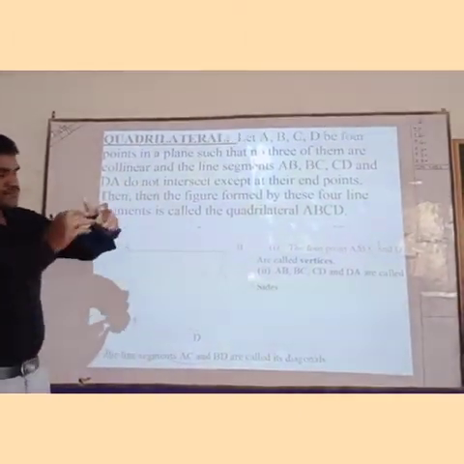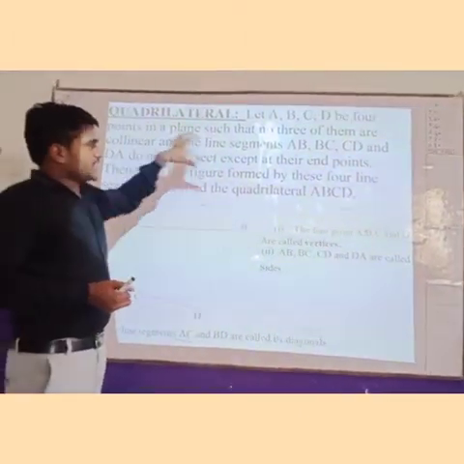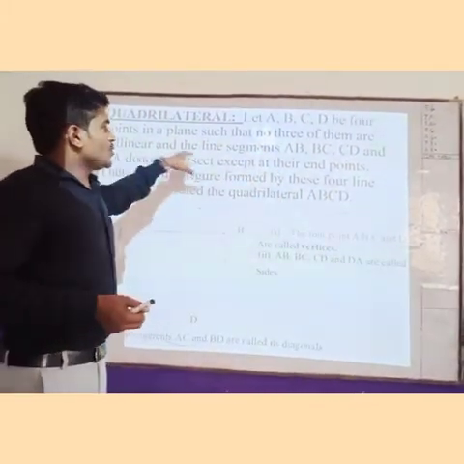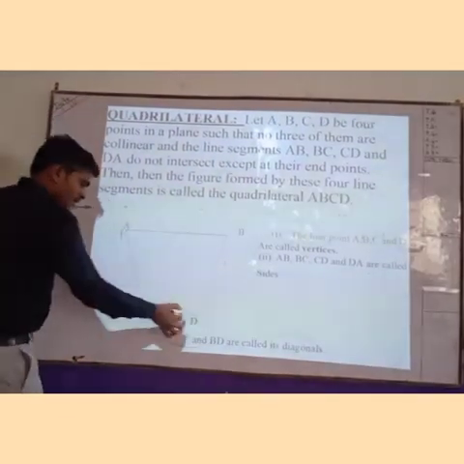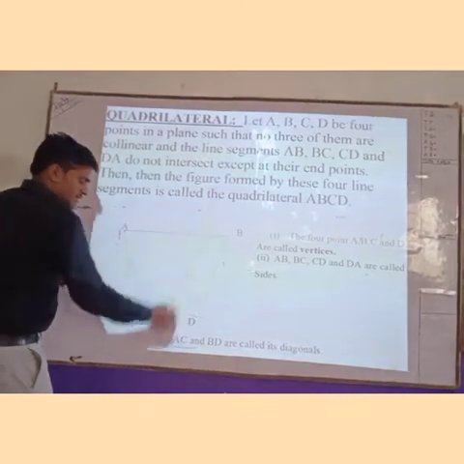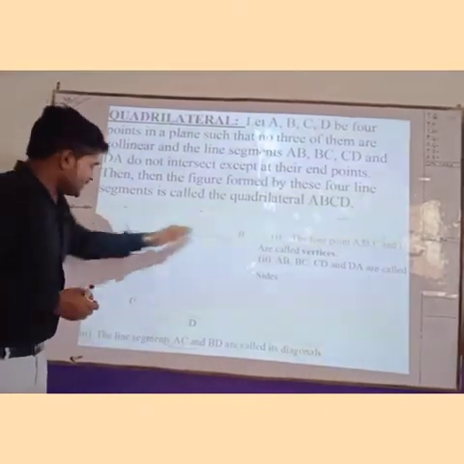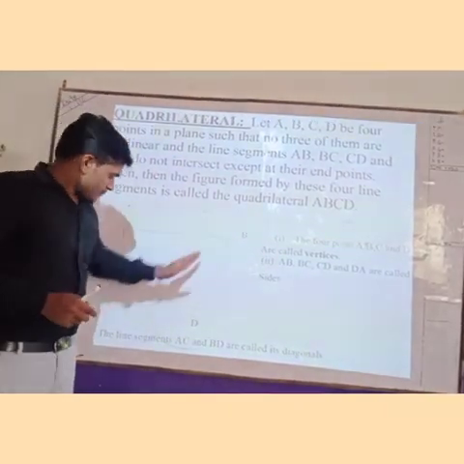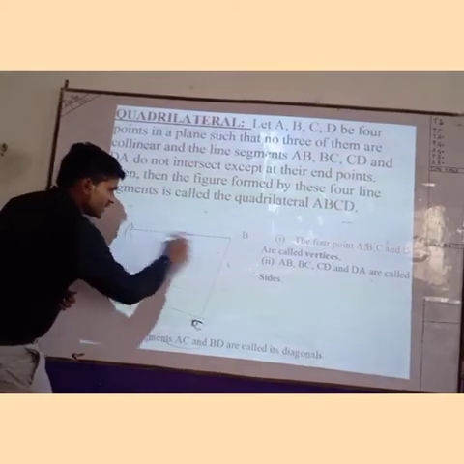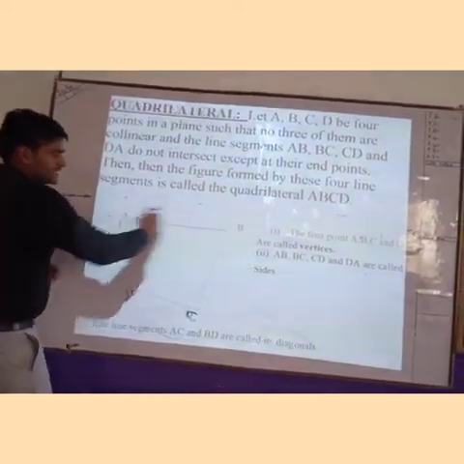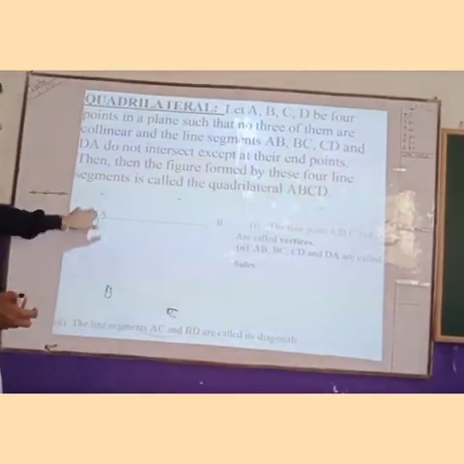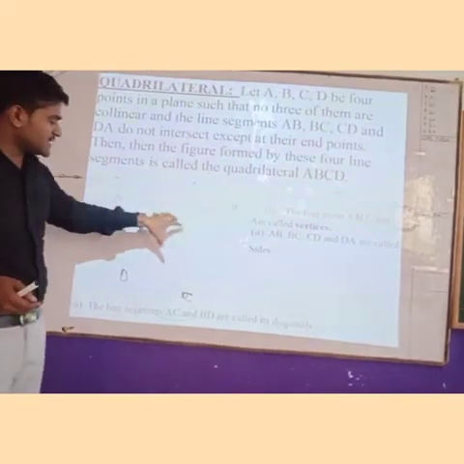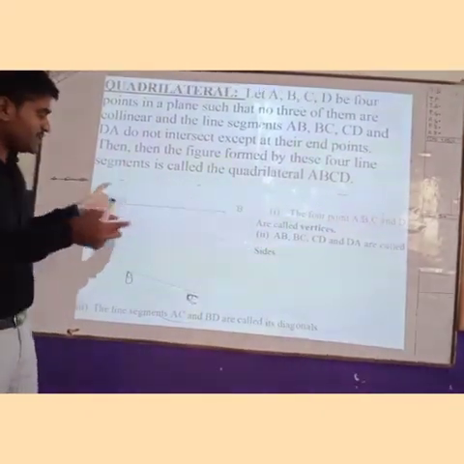So these 4 points will be taken: A, B, C, D, and no 3 points of them are collinear. Are they all collinear? They are not collinear. So children, line segments AB, BC, CD, and DA are these 4 line segments. They do not intersect except at their endpoints, which means these line segments meet only at their endpoints.